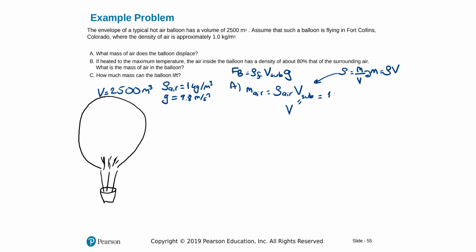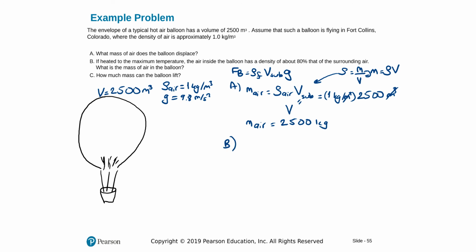Density of the air is 1 kilogram per meter cubed, and we'll multiply this by the volume of the balloon, which is equal to the displaced air here, so 2500 meter cubed. The meters cubed cancel, and we are left with the mass of the displaced air being 2500 kilograms. That's A.